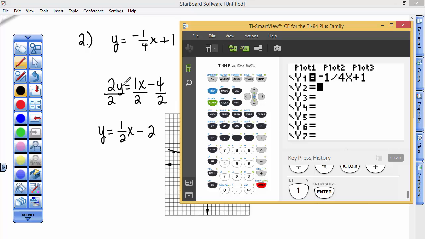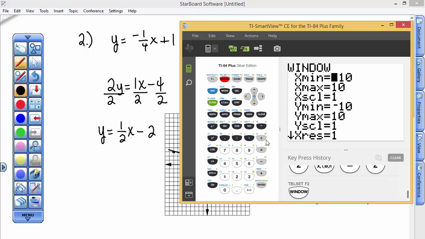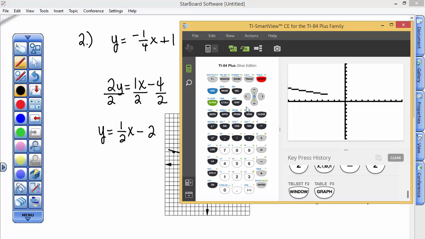So in this case, it's 1/2 x minus 2. I've got to look at my window and see if my window is in standard form. So x values go from a -10 to a +10, and y values go from a -10 to a +10. That's a good window for a non-story problem. And then I'm going to hit my graph key, and I'm going to watch those two lines show up. We're going to try to compare it to our graph that we just got. And you see that spot right there? Remember our answer was 4, 0?